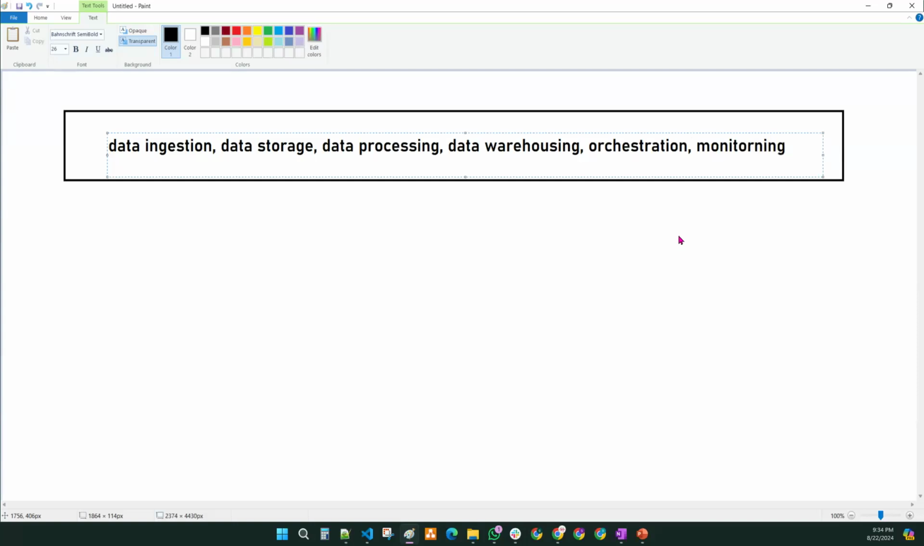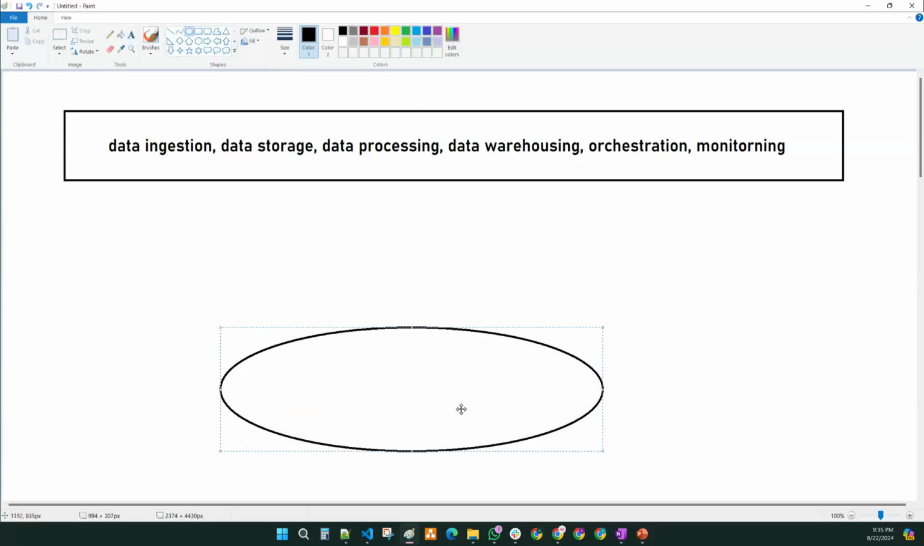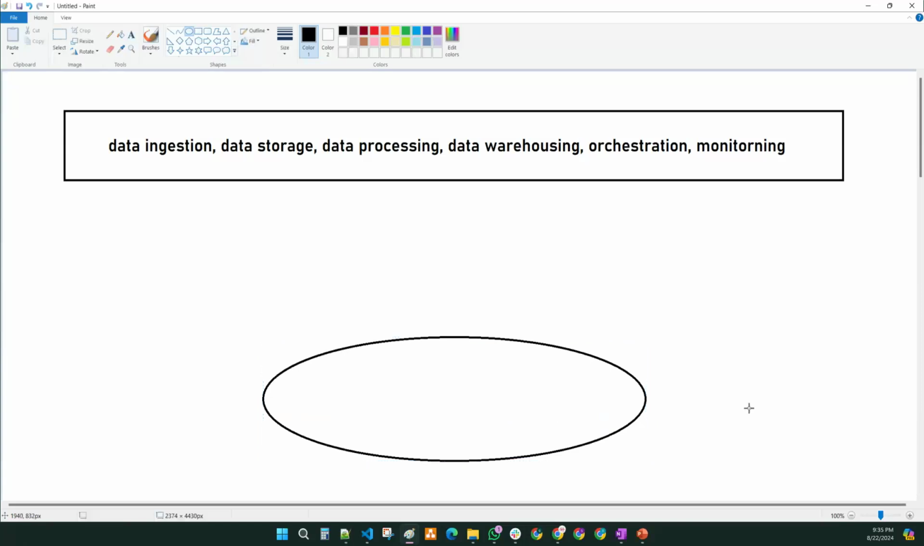Sir, as a data engineer, we wanted to extract the data, transform the data, store the data, process the data, analyze the data, orchestrate the data, monitor the pipeline. So all of these things we wanted to do, sir. Sir, if I wanted to do all of these things, where are we planning to do it? Can you guys tell me? Where are we planning to do all of these activities?